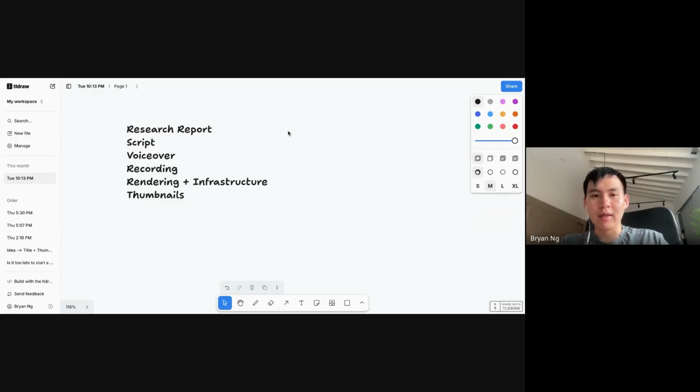In terms of the research report, I believe this is like 13 cents to put together. In terms of the script, I believe this is like 20 cents to put together. This is just raw token cost. In terms of the voiceover, this is 6 cents. In terms of the recording, this is free. In terms of the infrastructure, this is 6 cents or something like that.